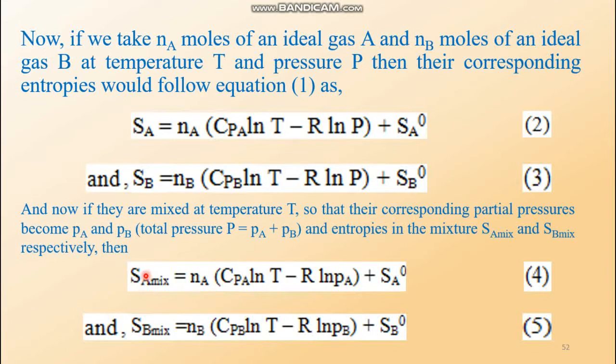So the summation of these two entropies is the overall entropy of the mixture, and the summation of these two is the overall entropy of the two gases when not in mixture. So this is the final entropy. SA mix plus SB mix is the final entropy, and SA plus SB was the initial entropy. So SA mix plus SB mix is the entropy after mixing, and SA plus SB is the entropy before mixing. So final minus initial is the change in entropy.